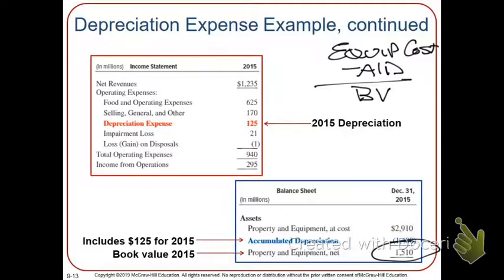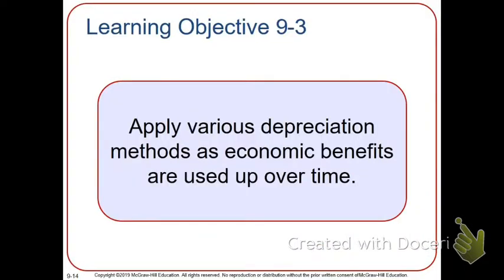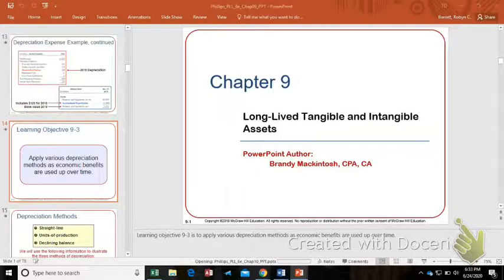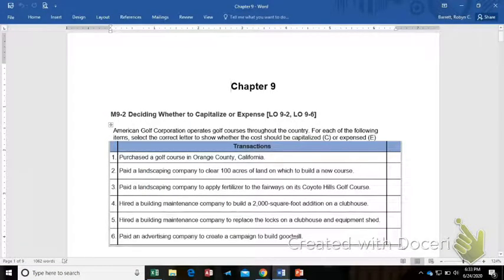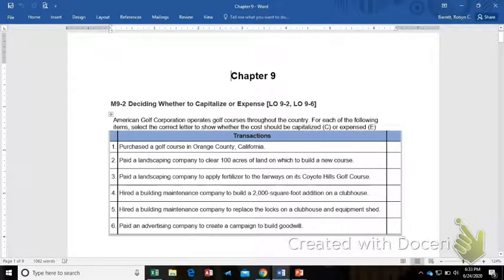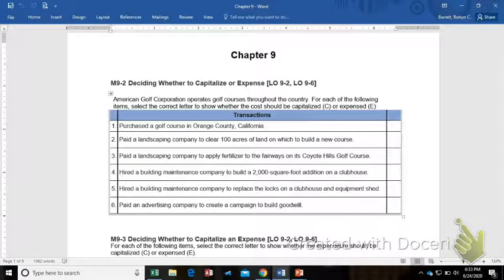All right, so let's go ahead and get out your working papers and let's take a look at a problem. We are going to look at the first problems in chapter 9, M9-2, and then M9-3, and see how we did. So the first one, we're talking about they purchased some land to operate a golf course. So the first one is the purchase of the golf course in Orange County. Are we going to capitalize that or expense it?